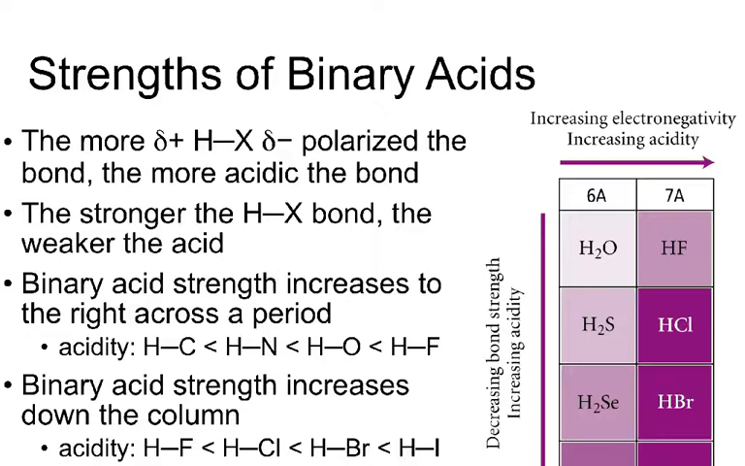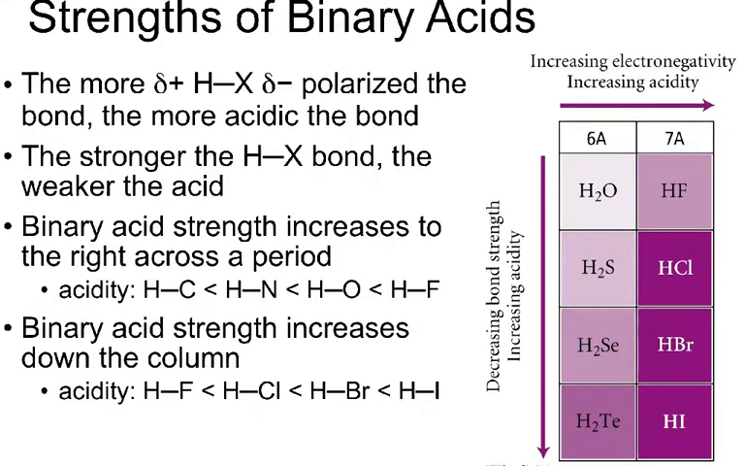All right, now we're just going to review some trends in acidity and then talk about the last definition of acids, Lewis acids. So binary acids are the ones that are just H and then another non-metal, so HF, HCl, HBr. The more polarized the bond, the more acidic the bond. And the stronger the bond, the weaker the acid.